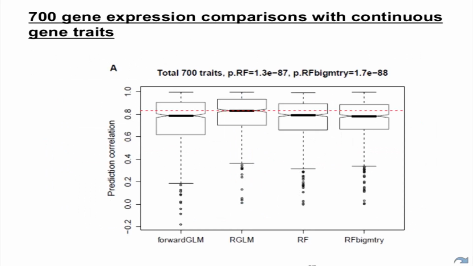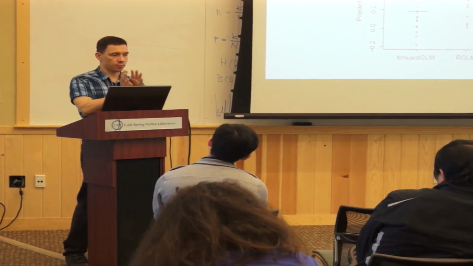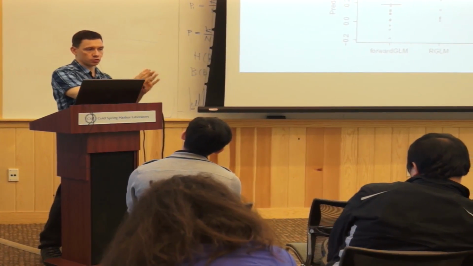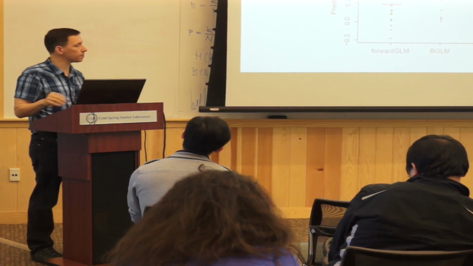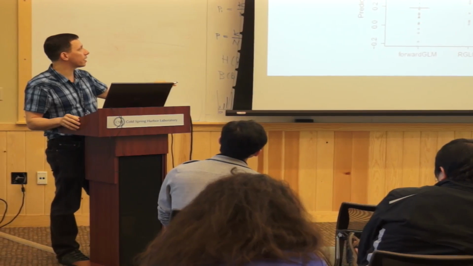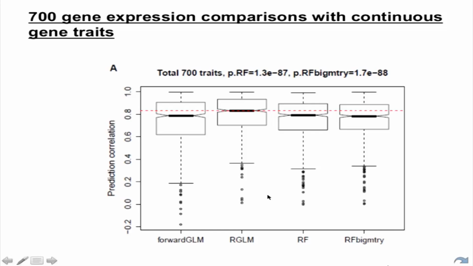Now, another thing you can do is evaluate methods for predicting continuous outcomes, where you don't dichotomize a gene trait, for example. Here, the forward GLM is just linear regression. And again, it outperforms linear regression when you measure accuracy, where accuracy is now measured by correlating the predicted value to the truly observed test set value. That's the measure of accuracy, which is why we call it prediction correlation. And in simulation studies, the same.